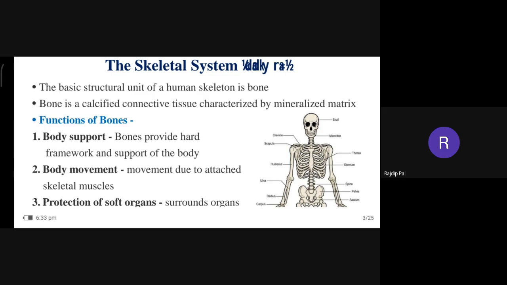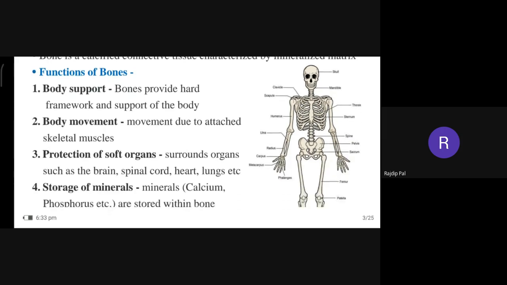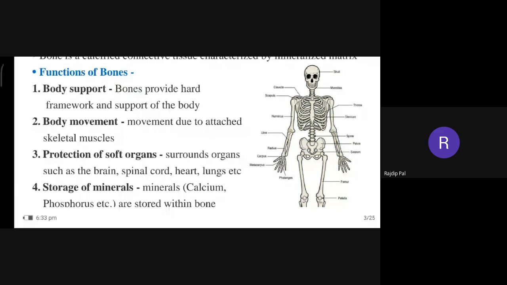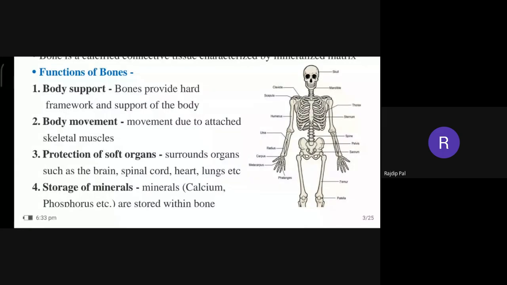Bone is a calcified connective tissue characterized by a mineralized matrix. The functions of bones are body support. First and foremost function of bone is body support. It supports the whole body. Bone provides a hard framework and supports the body.